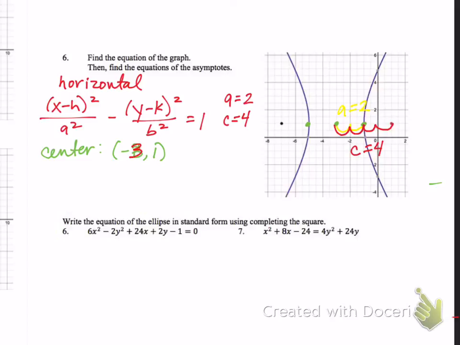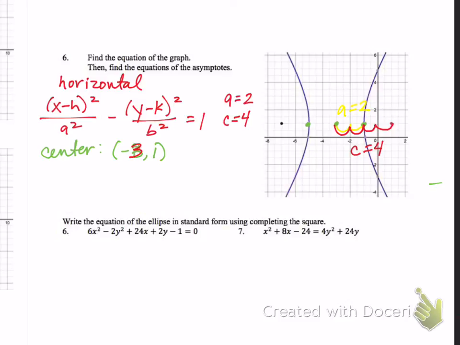Wait, so isn't it supposed to be the vertices average? No, it's just the distance from center to vertex. That is your a. Yeah, it could also be the distance and then halved. That's fine. It's easier to just count though.